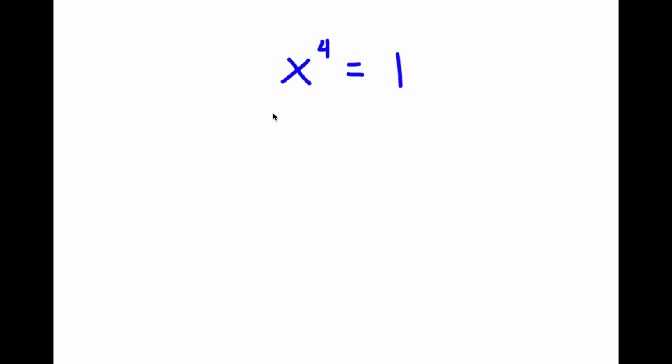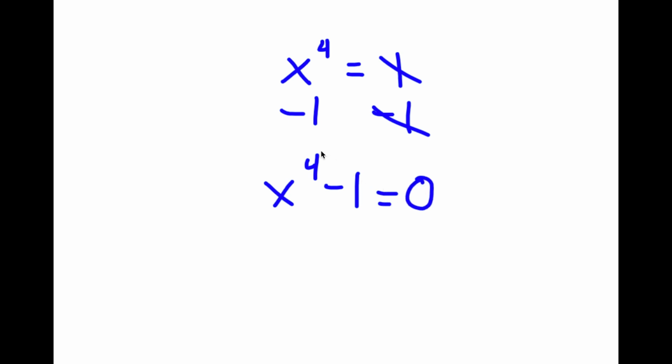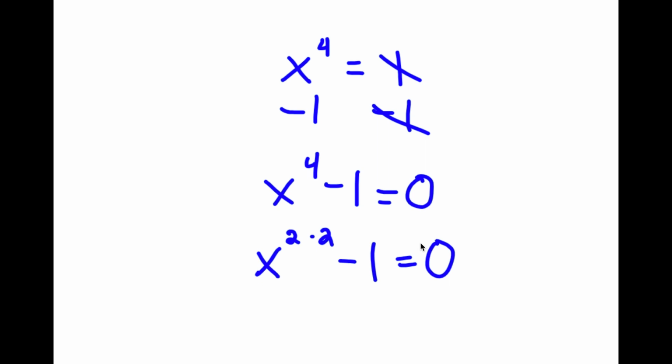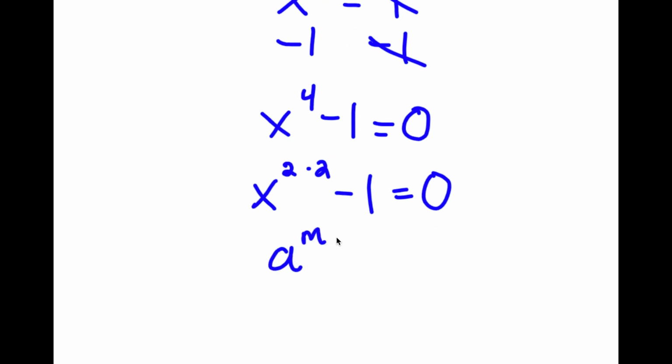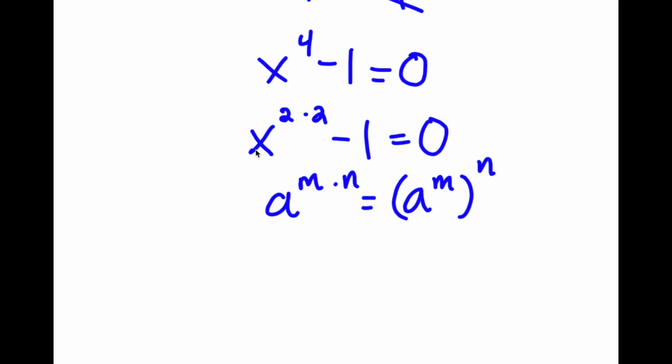Alright, so in this problem, I have x to the power of 4 is equal to 1. So I'm going to first start by subtracting 1 on both sides. So then these two cancel out, and I get x to the power of 4 minus 1 is equal to 0. Now x to the power of 4, I can rewrite this as x to the power of 2 times 2. And if I have something in the form a to the power of m times n, this is equal to a to the power of m to the power of n. So x to the power of 2 times 2, I can write this as x to the power of 2 to the power of 2.